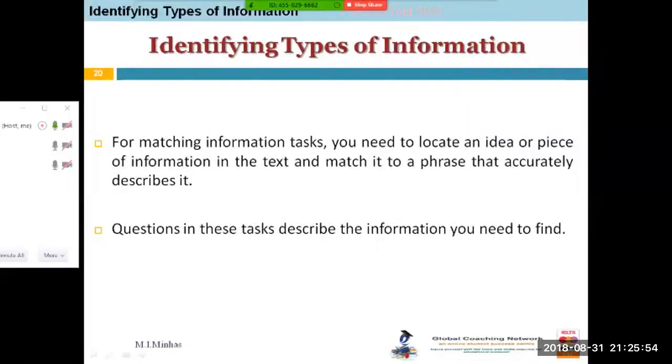Today, the topic that I'm going to start with is identifying the types of information. Actually, this topic in itself is not a direct IELTS question. This topic is required to be understood for another IELTS question that I will show you in the coming slides.